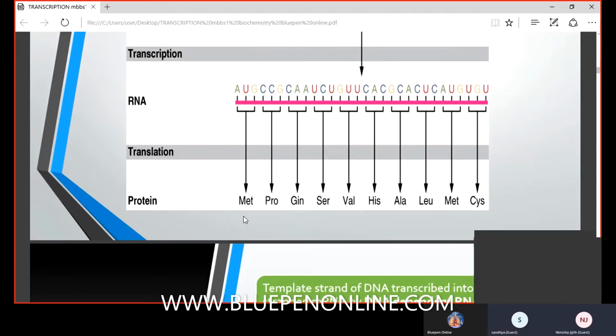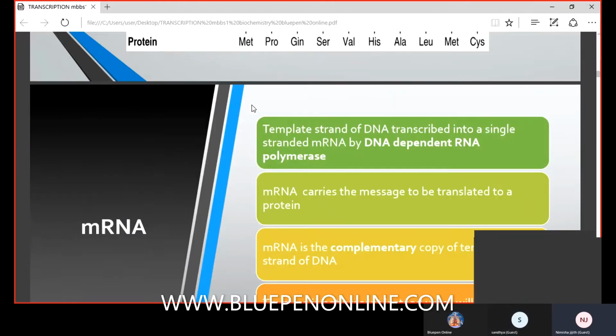After translation, we synthesize these amino acids. The genetic code is triplet codes. Which is the first amino acid always? AUG, that codes for methionine. Methionine, the initiator codon. Remember? So what is mRNA?